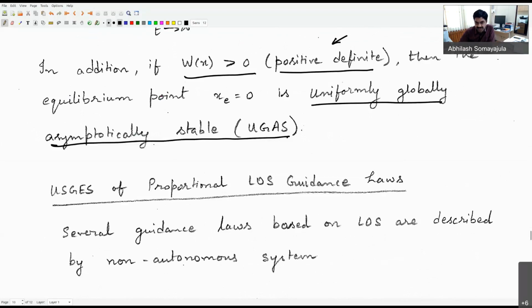Okay, all right. So this next portion, which is the uniform semi-globally exponentially stable of proportional LOS guidance schemes, we'll cover this a little later. We are going to cover this when we talk about the LOS guidance schemes. Let us first discuss that and then come back and discuss its stability. At that time I'll cover this.